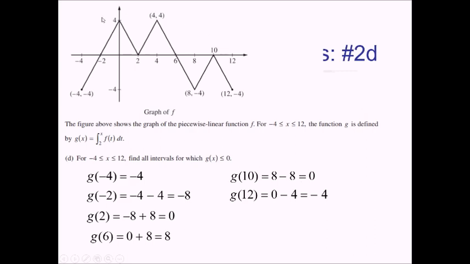So just to review, we started negative. We were negative until we got to 2. So that's an interval of -4 to 2. Then we had some positive area. That positive area got canceled out over the course of this whole interval, and we didn't turn negative again until we got to 10. So from 10 to 12 was our other interval of non-positivity.